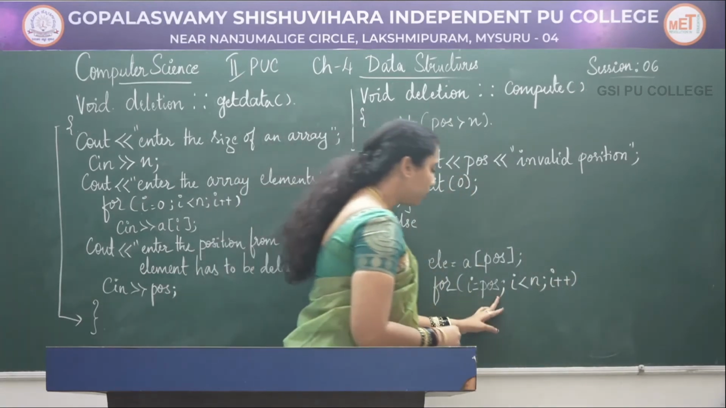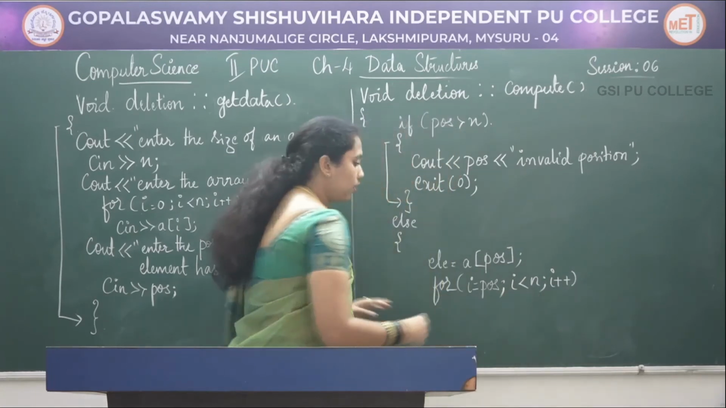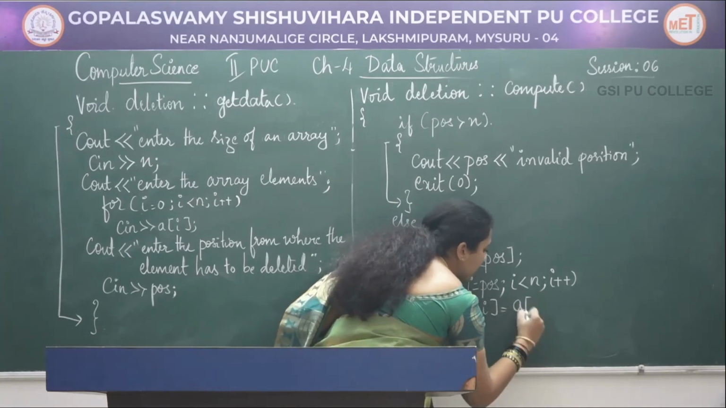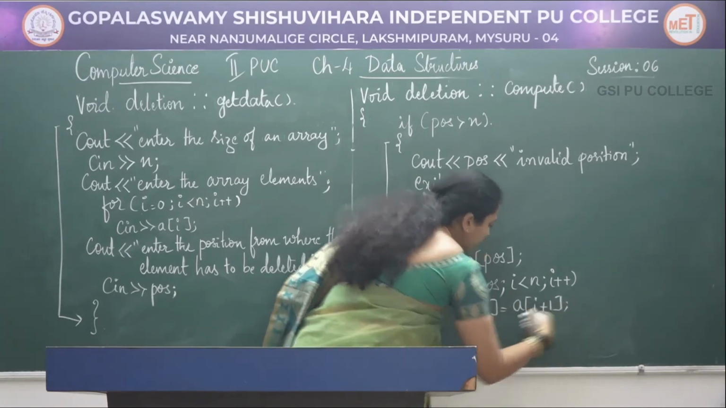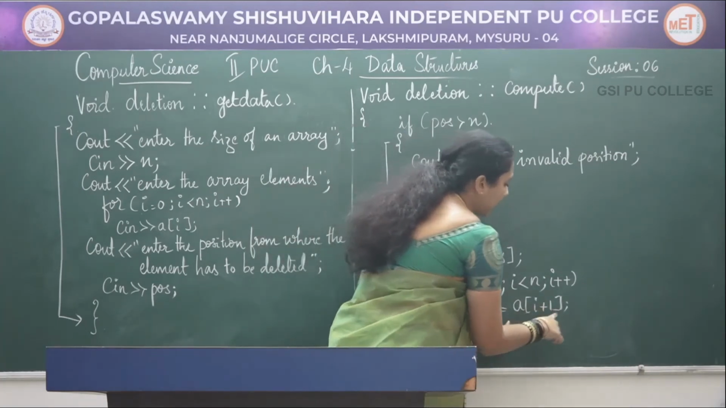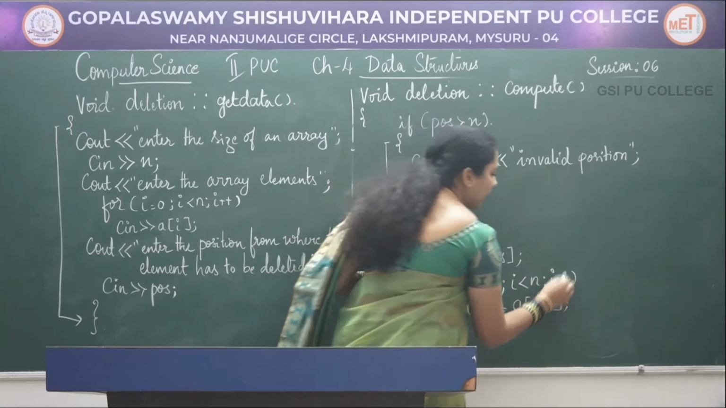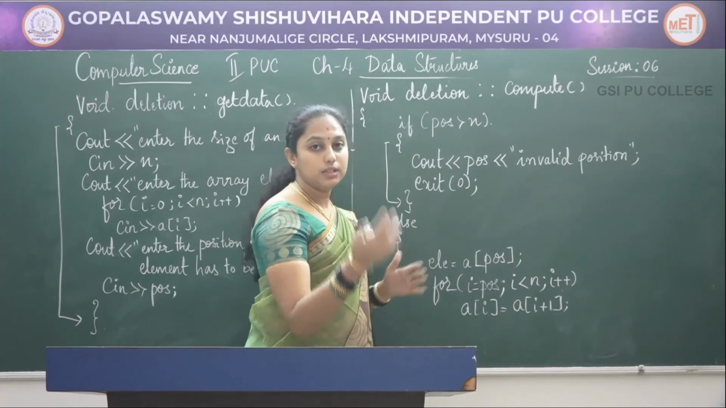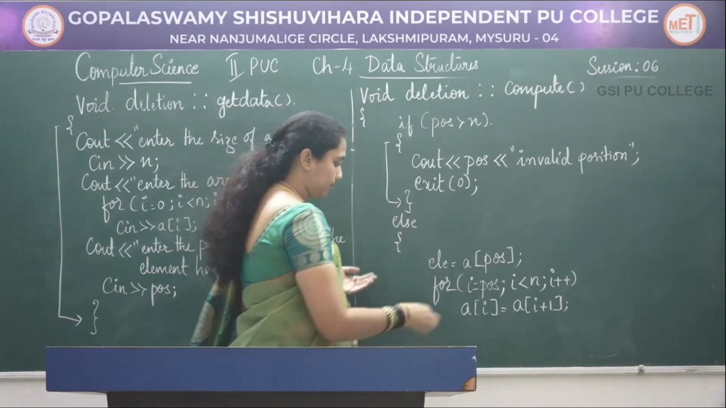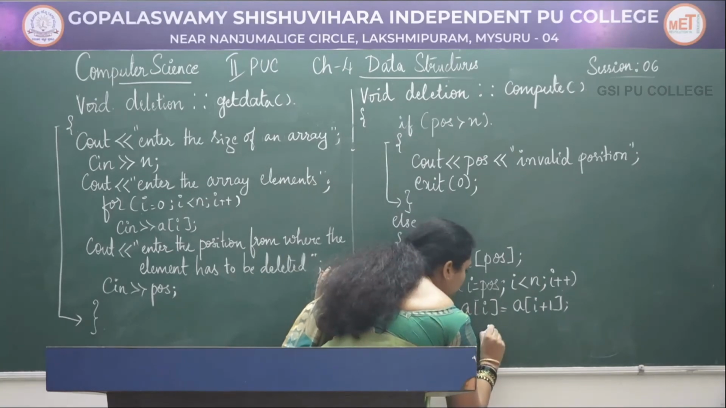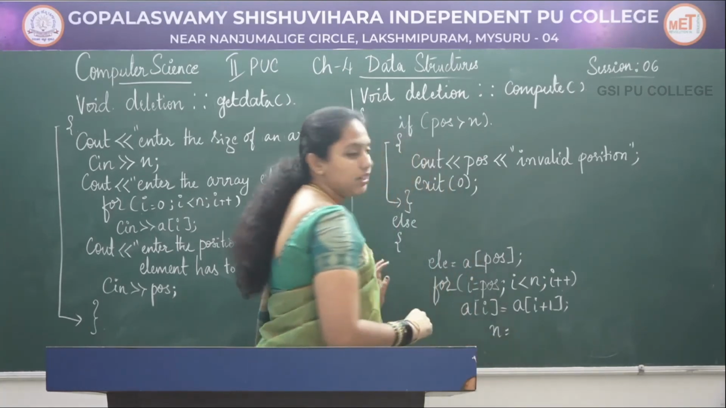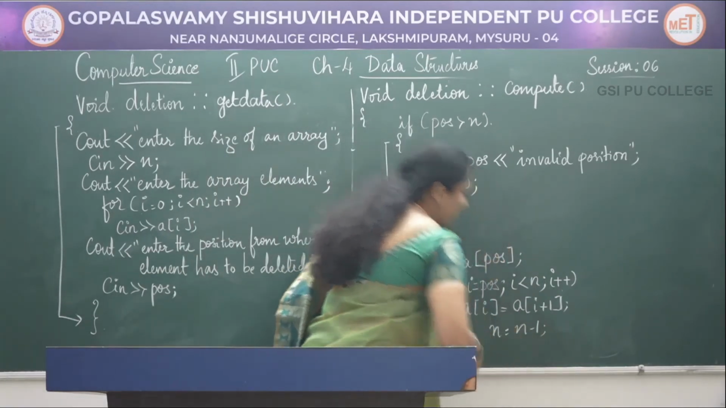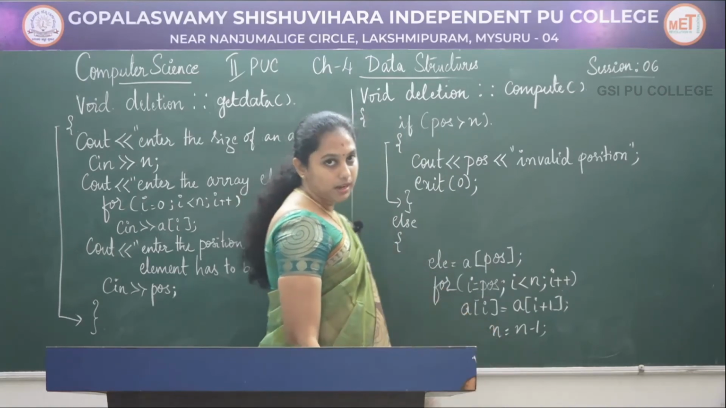For i is equal to position, i less than n, what we can do, we can shift the higher order positions to its lower order positions. So that's why A of i is equal to A of i plus 1. Then i gets incremented. We are going to the next higher position to shift that element to its lower order position. So after shifting all the elements, the size of an array is decreased. That is, n is equal to n minus 1.